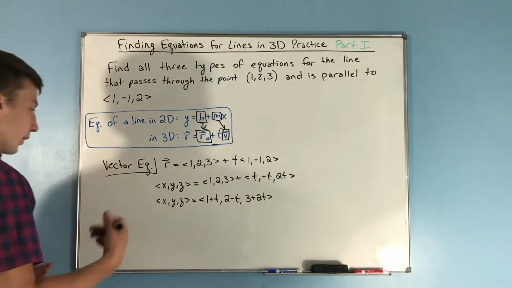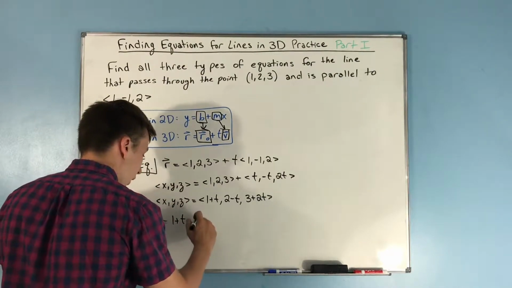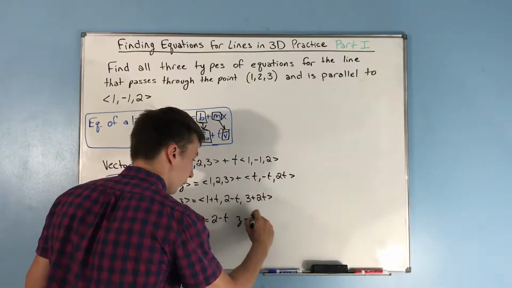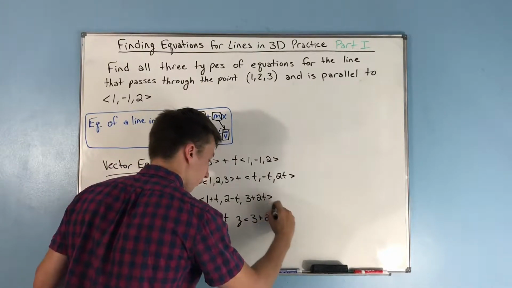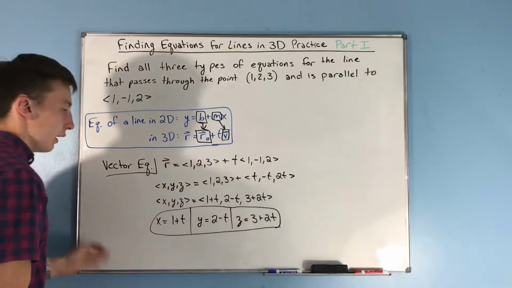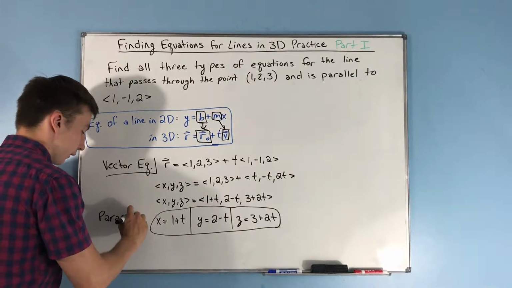So now we get our parametric equations: x equals 1 plus t, y equals 2 minus t, and z equals 3 plus 2t. There you go. Those are our parametric equations.